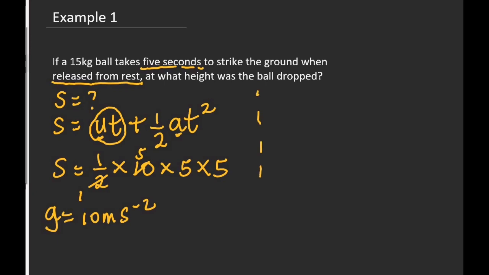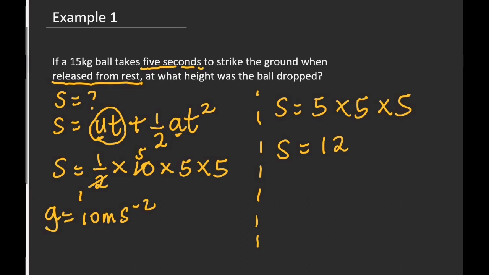Okay, now to get the distance, which is x, it will be 5 times 5 times 5. Distance will be 125. What is the unit? Meters. This is just one of the applications. You can look up other examples and other questions using the other formulas I gave earlier.